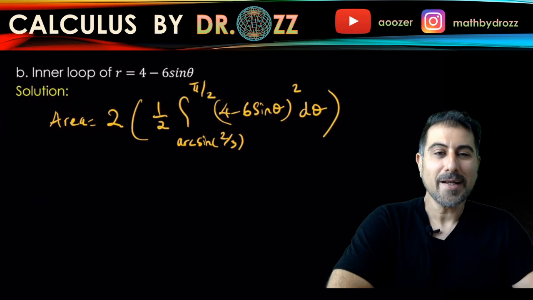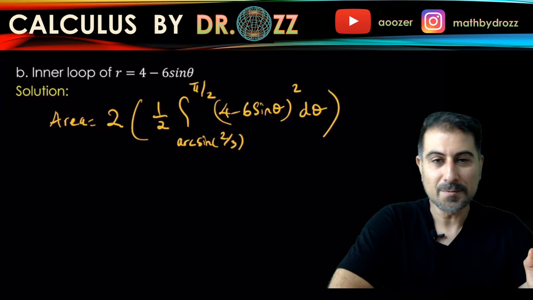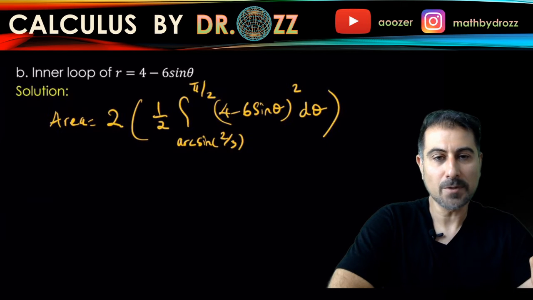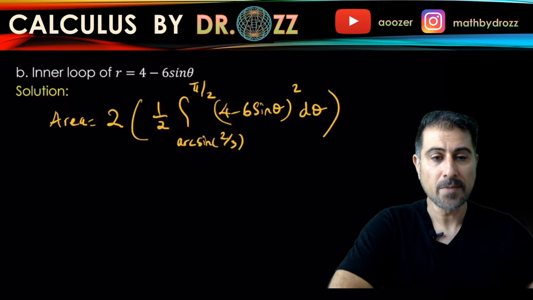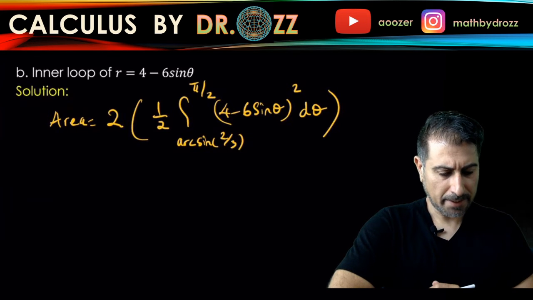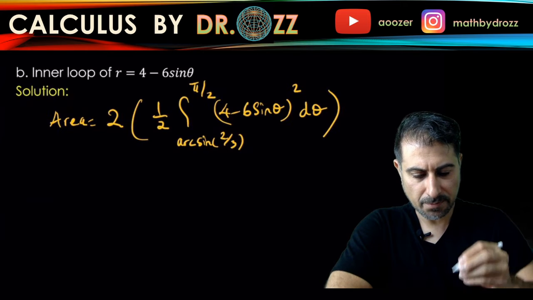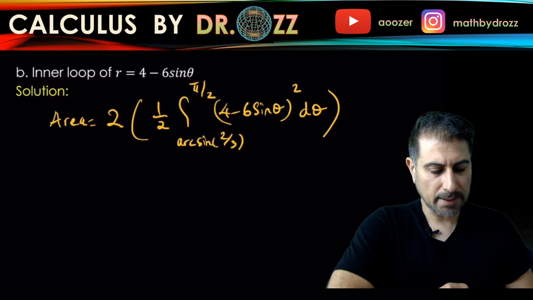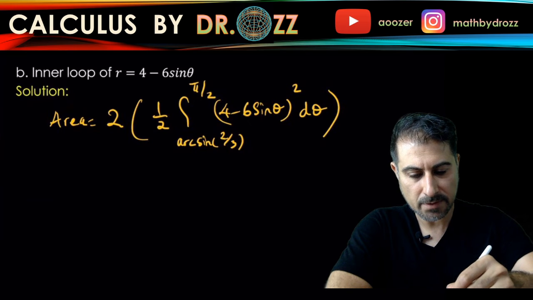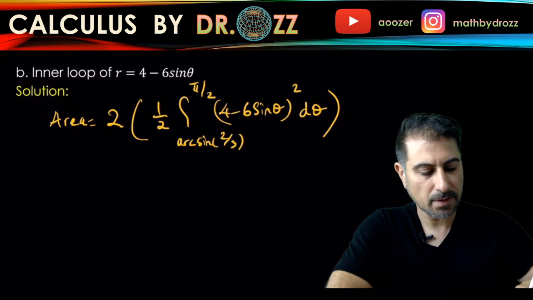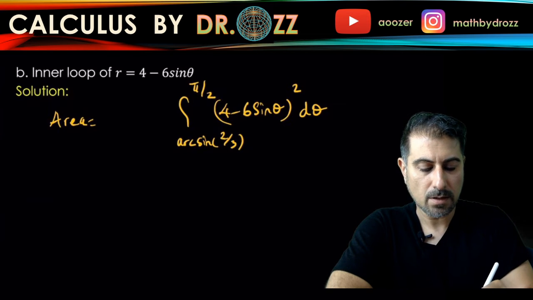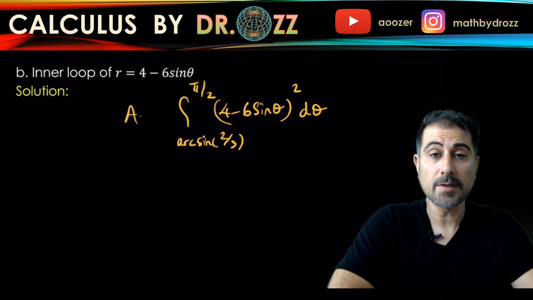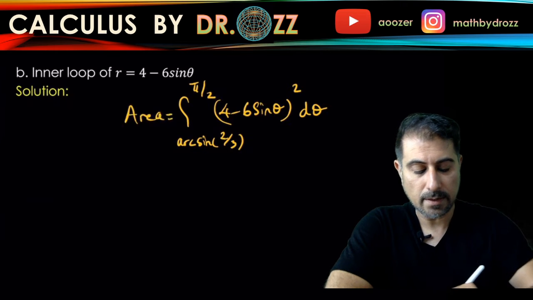Plotting the function itself doesn't help you figure out the lower and upper limits, so you have to really pay attention and find the right limits to work with. So right now I'm going to integrate this, but let's simplify 2 times 1/2. In fact, 2 times 1/2 is 1, so I can get rid of this and write the full area of the inner loop with this integral. And I'm going to go ahead and evaluate the indefinite integral version of that right here.